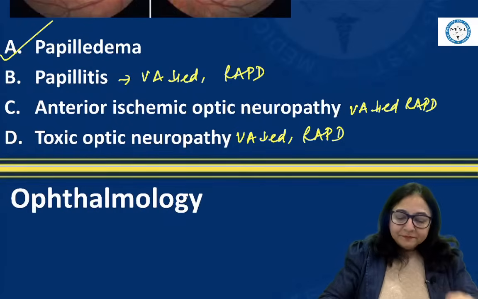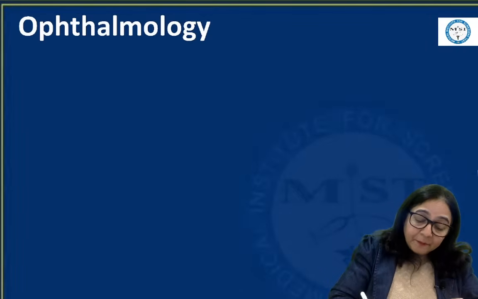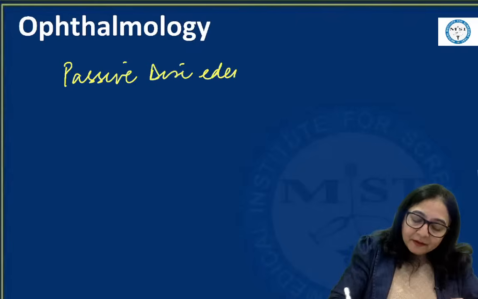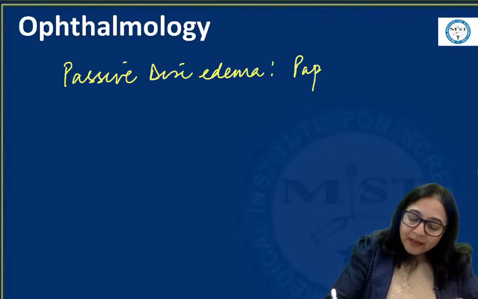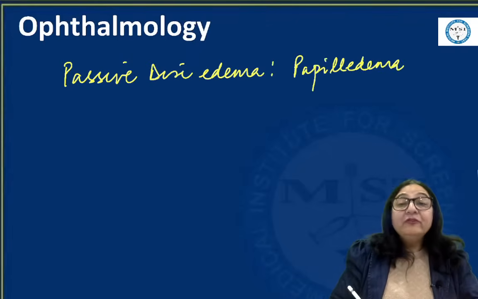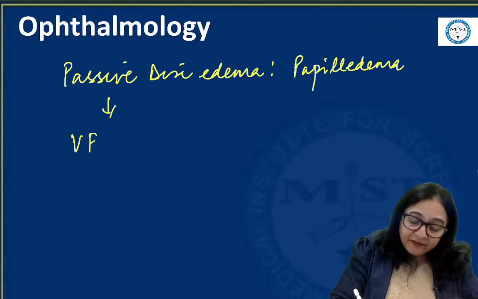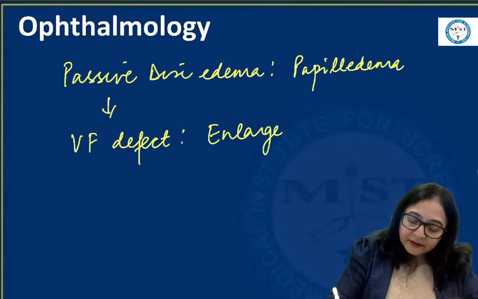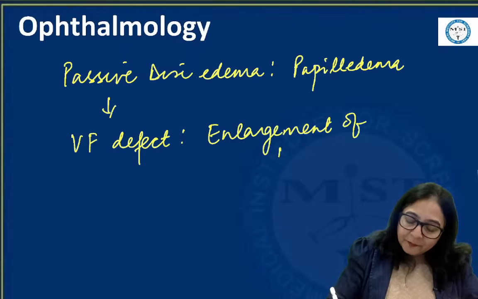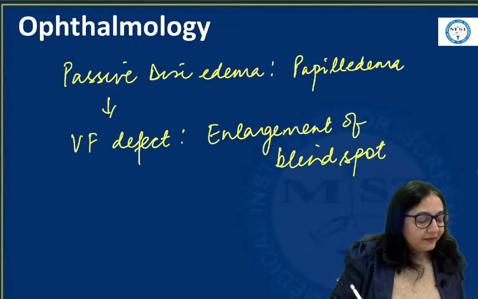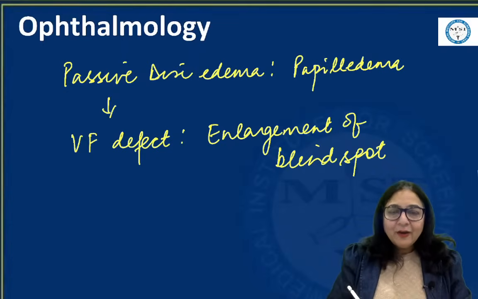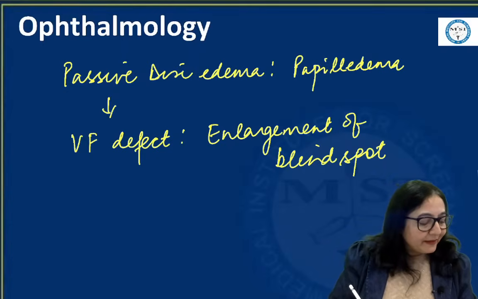Okay, so here, since it is passive disc edema, papilledema in early stages will cause amaurosis fugax, normal visual acuity, normal pupil reaction, and the type of visual field defect which you get in these cases is enlargement of the blind spot. Enlargement of the blind spot. All right? So please remember that.